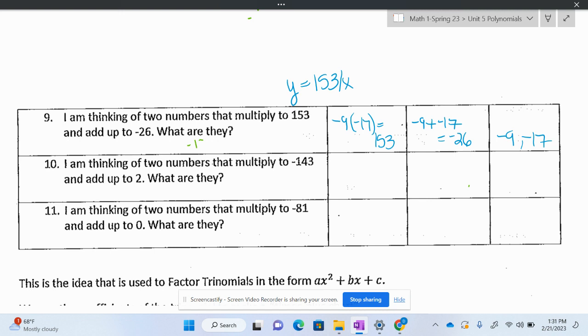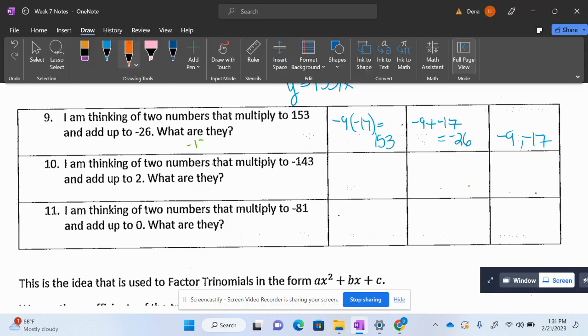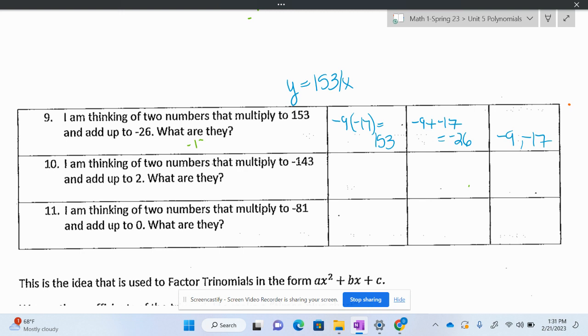All right, Tier. Think of two numbers that multiply to give me a negative 143, that when I add them, they equal 2.